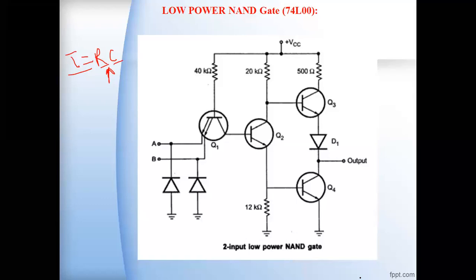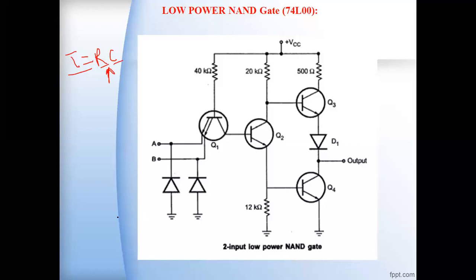So now coming to this circuit, the only difference between the low power NAND gate and the high speed NAND gate is the change of resistor values. Here for low power, we have taken the higher resistor values. Because of the higher resistor values, it decreases the power consumption, but it increases the propagation delay. So now you will have the same explanation for this also.